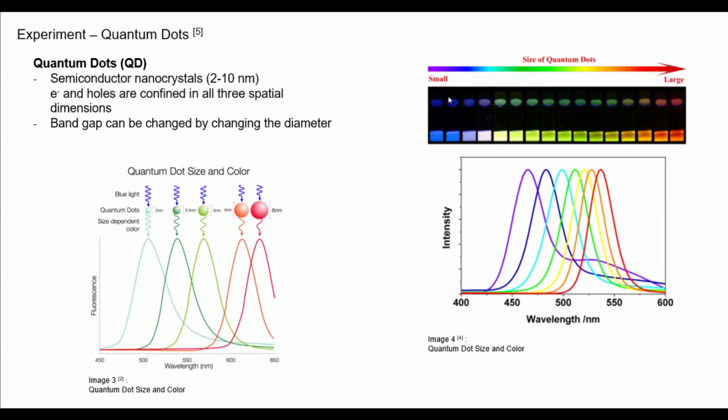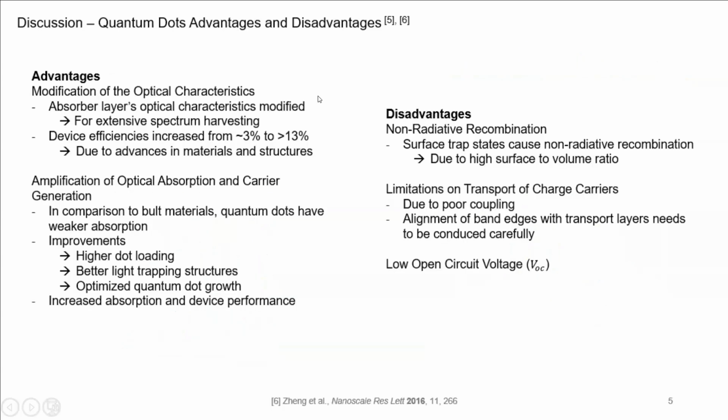Some advantages of this are being able to modify the particle size to absorb more or less of the light spectrum for light trapping in solar cells, to increase a device's energy creation and overall performance. This is often done by the amplification and modification of optimal characteristics that particles have. The disadvantage, however, is the restriction on the transportation of charge carriers in the device's system due to the high surface-to-volume ratio and poor coupling of the quantum dot and energy levels when not properly aligned. This results in a low open circuit voltage for the system and energy loss.